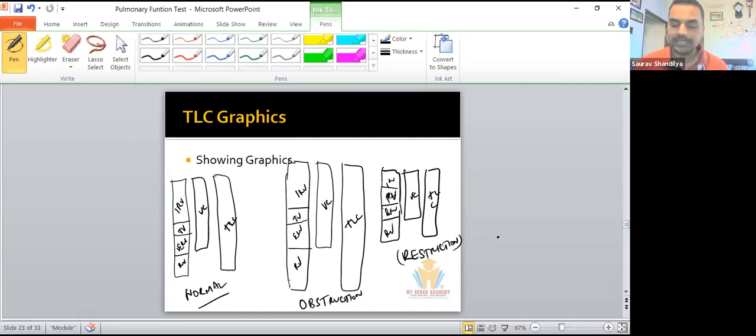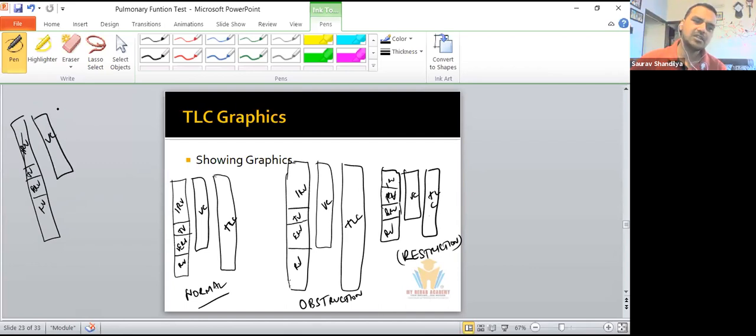There is restriction, but there could be a story which presents the mixed one. See, it presents a mixed graph where the residual volume can be more, and then of course ERV could be better, and then tidal volume could be normal, and IRV could be normal. So in that case, vital capacity is too less, and total lung capacity is too high. Very simple to understand this concept. In obstruction normally, TLC is more.